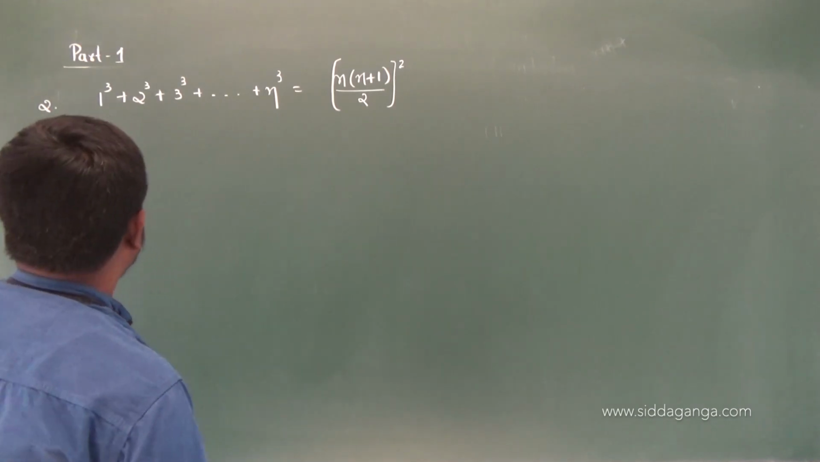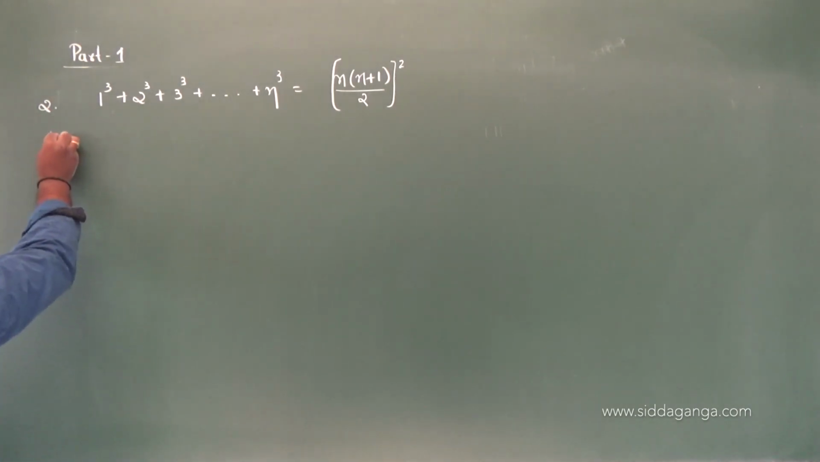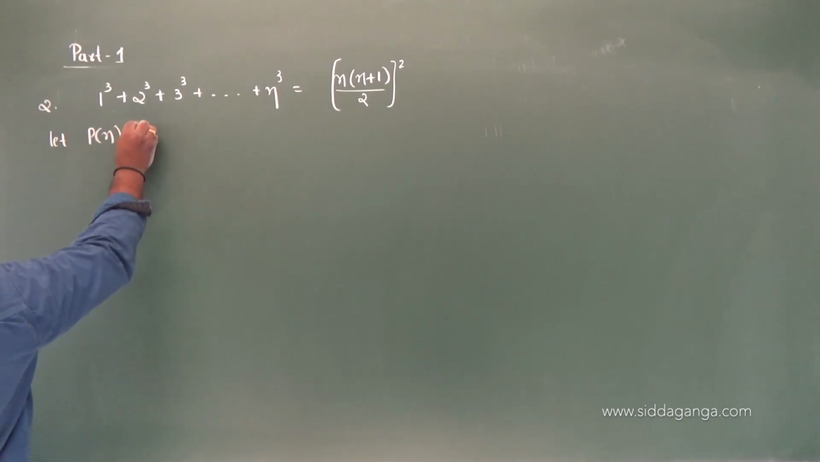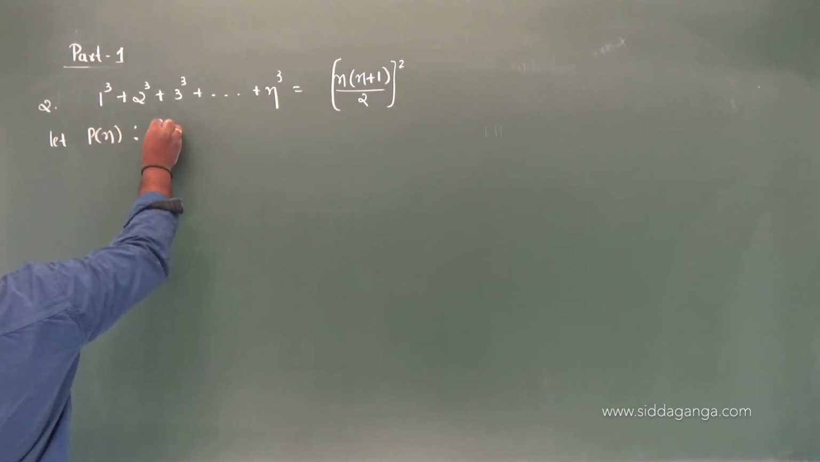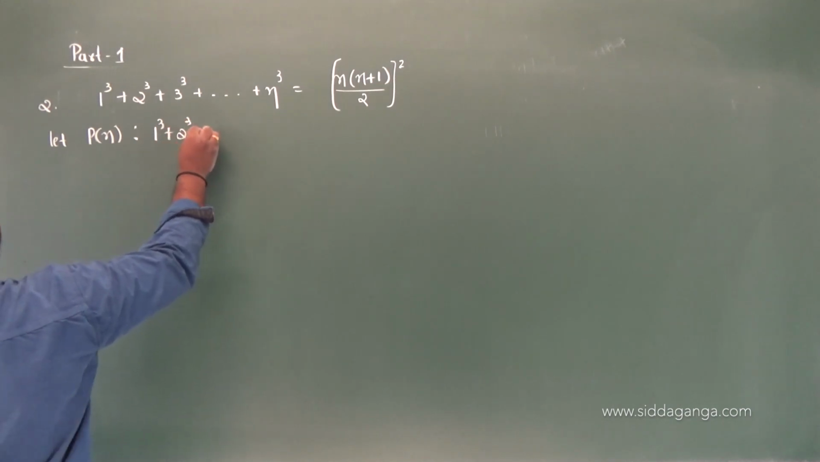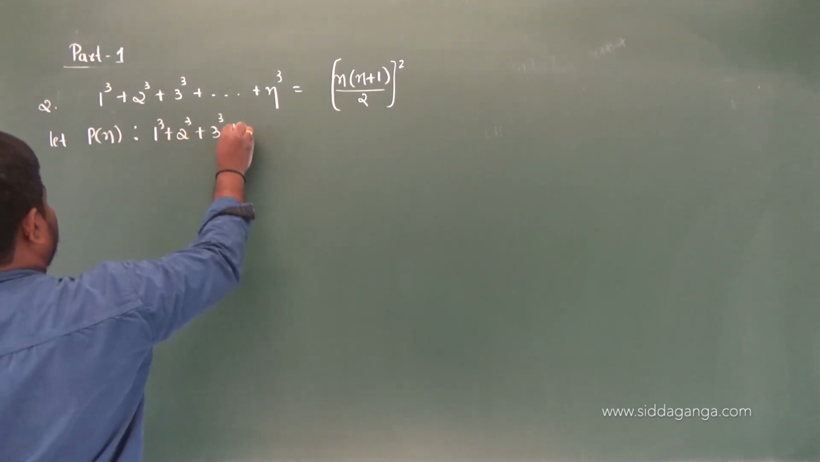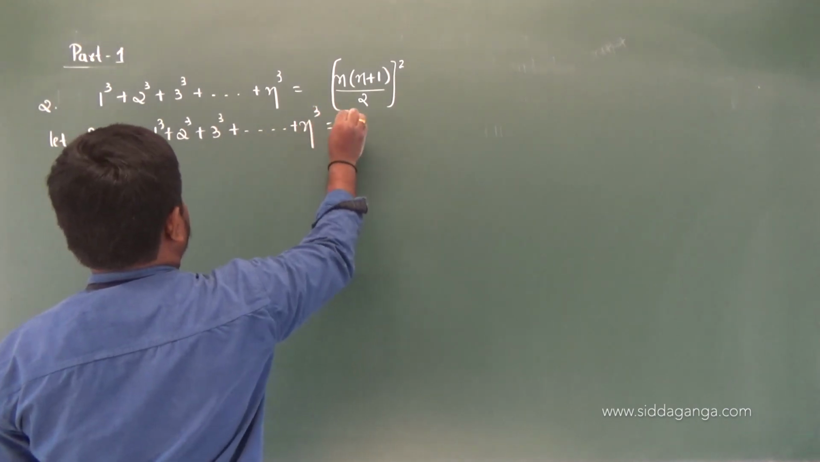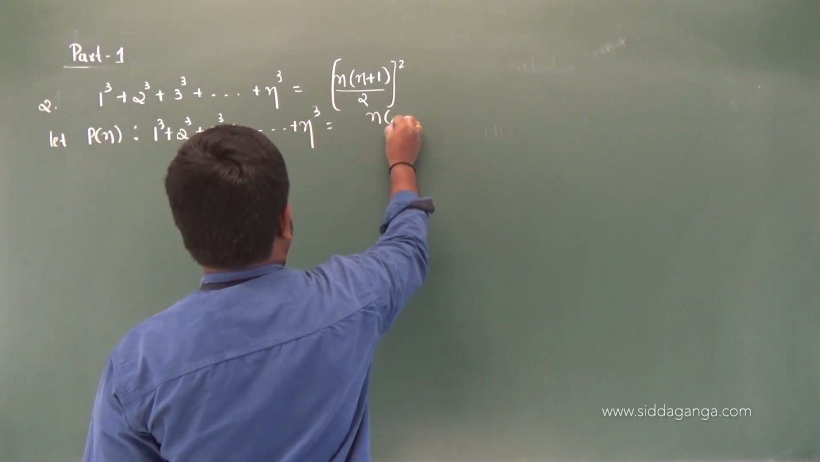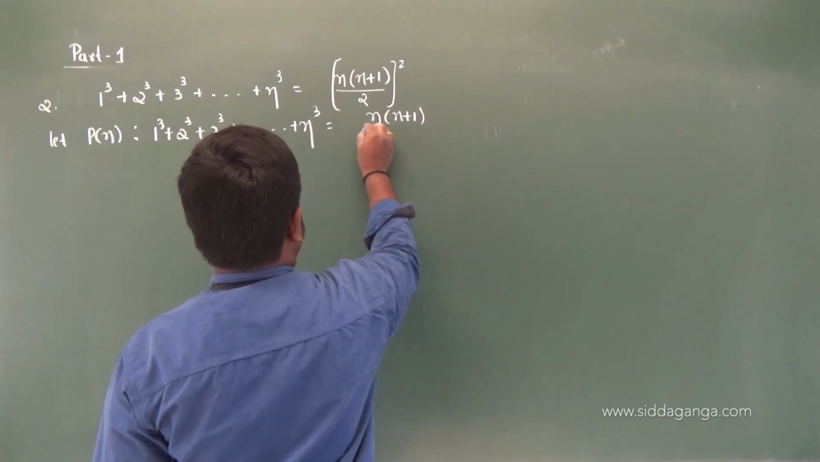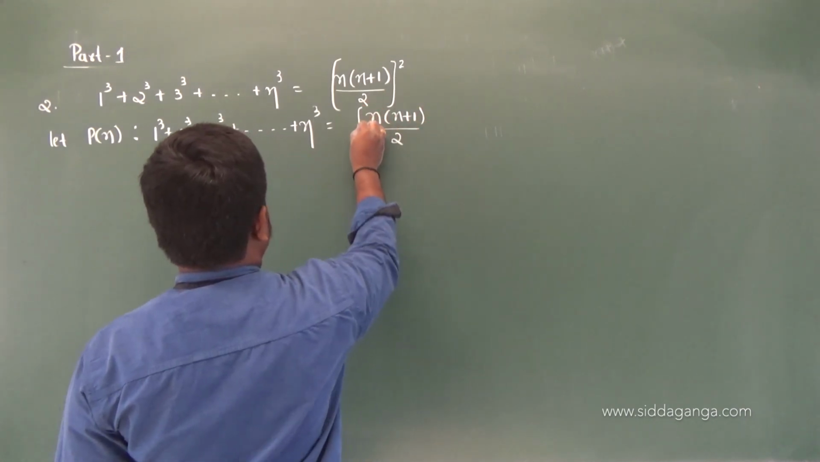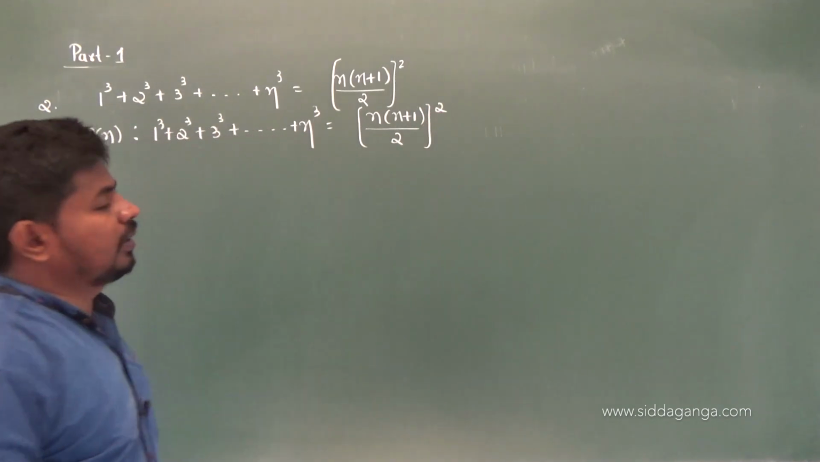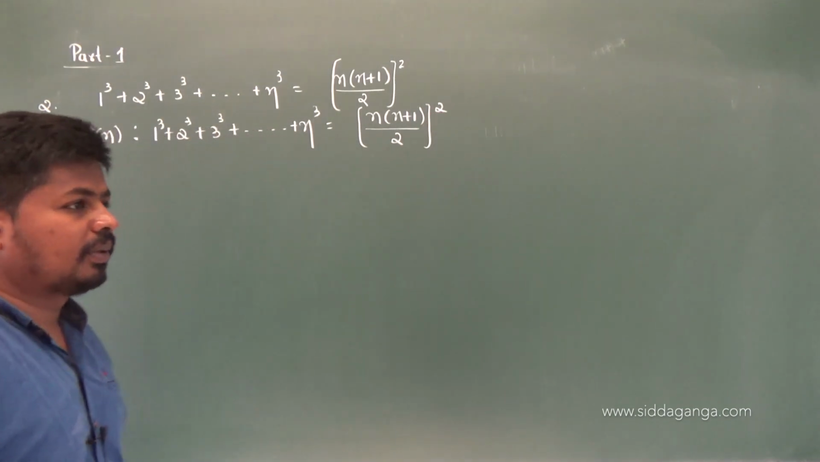Right. First step is what? Let P of n be the given statement as 1 cube, 2 cube, 3 cube, n cube is equal to n into n plus 1 by 2 whole square. Okay, this is the first step you have to write.